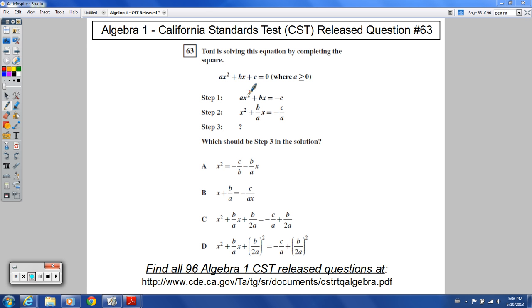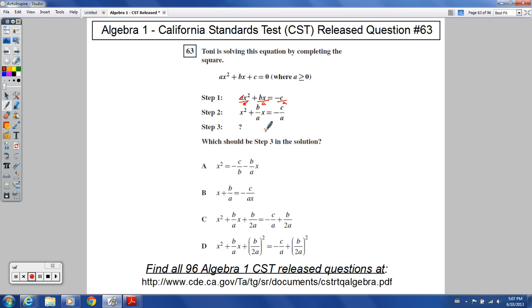And step 1, we've got ax squared plus bx equals negative c. Step 2, we have x squared plus b over a times x would equal negative c over a. It looks like they divided everything by a to get to that step. The a's would cancel, you'd be left with what you see here.